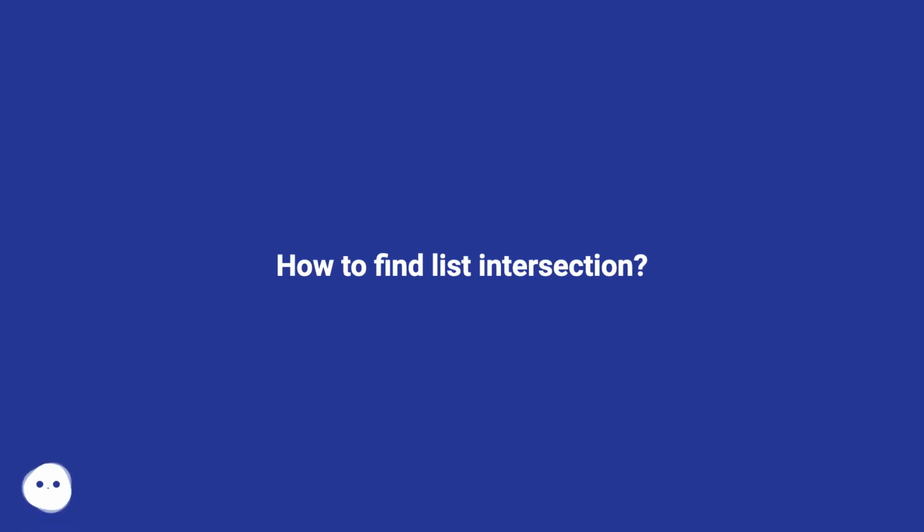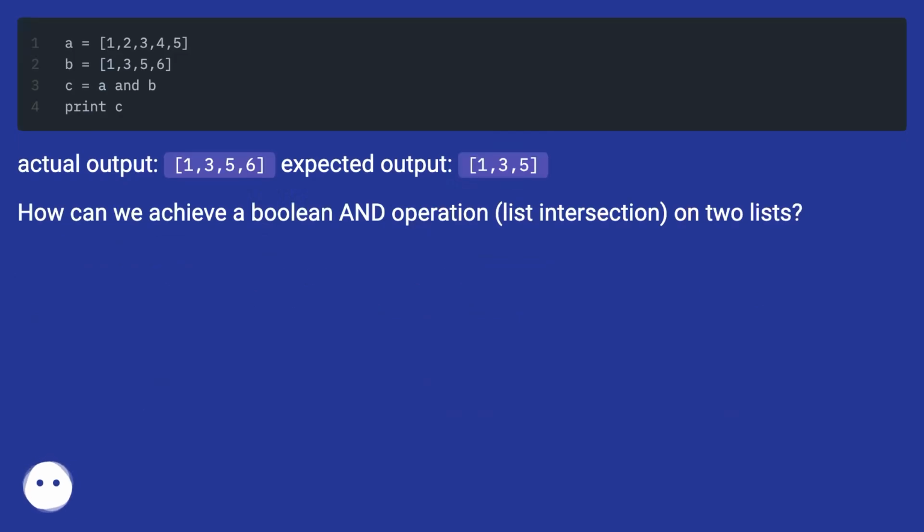How to find list intersection. Actual output: 1, 3, 5, 6. Expected output: 1, 3, 5. How can we achieve a Boolean "and" operation, list intersection, on two lists?